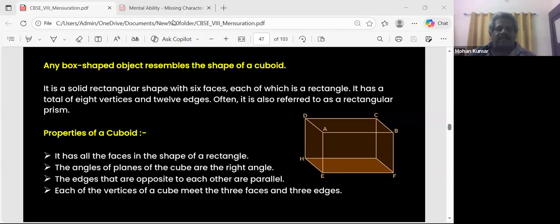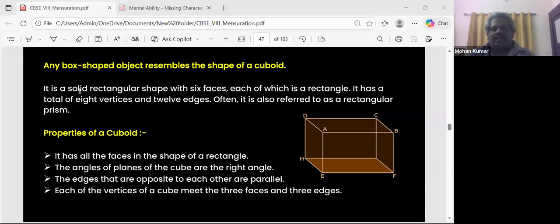We have 12 edges. Sir, can you explain it again? Yeah, Midun, which part do you need? Any box, this is what I need.